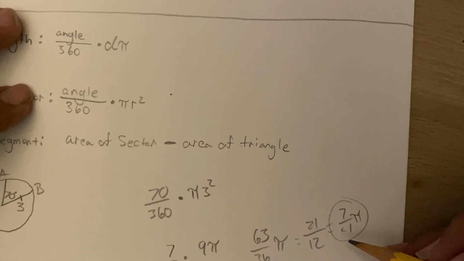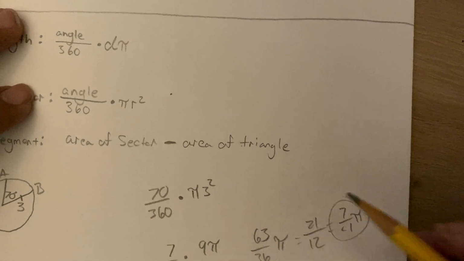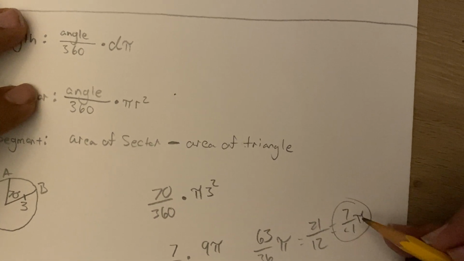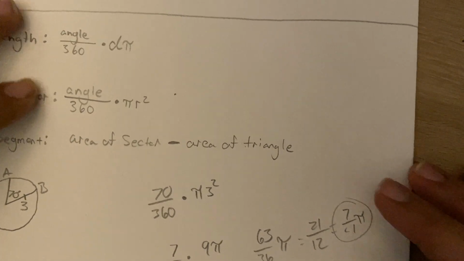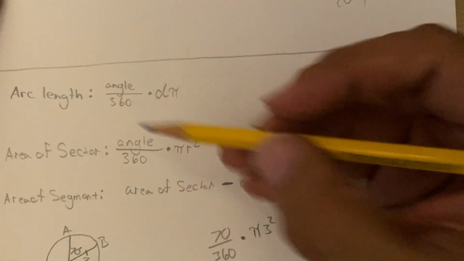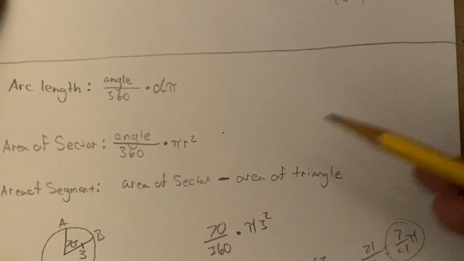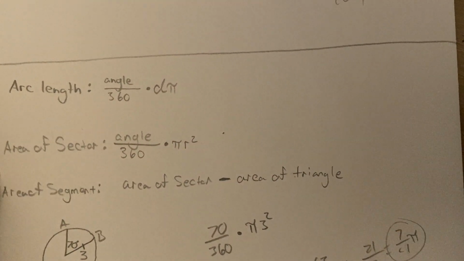This is in terms of pi. I did not multiply with pi. I just left it like that. If they do not want something in terms of pi, you would simply multiply this by 3.14 and you'd be done. All right, so that's the arc length because we're talking about length. Actually, that was the area of the sector. I'm sorry, area of the sector.